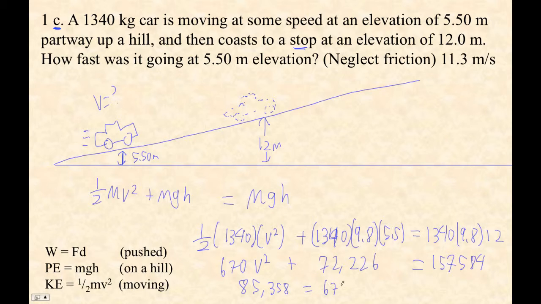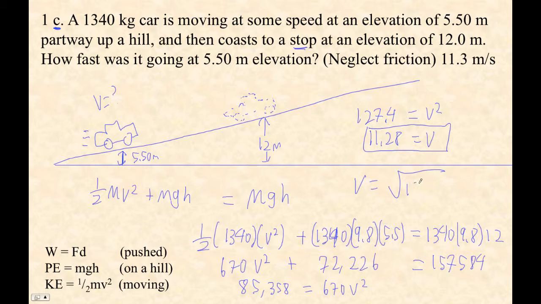That equals 670 v squared. I flipped the sides, I don't know why I did that. Then the next thing I'll do is divide both sides by 670, and I get 127.4 equals v squared. Now I can square root that, raise to the 0.5, and get 11.28. Ta-da. For some reason I flipped those sideways. The last thing here is to square root this. V is the square root of 127.4.